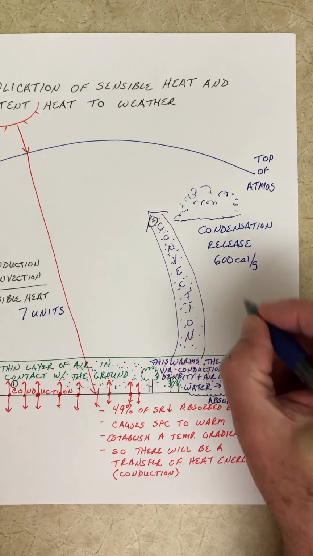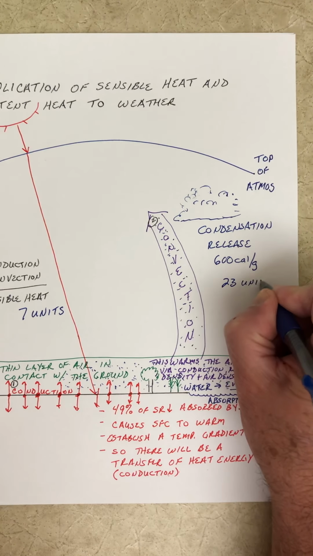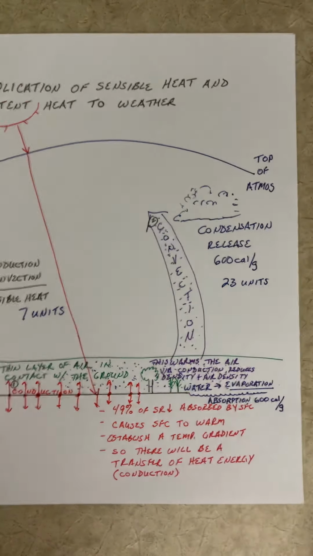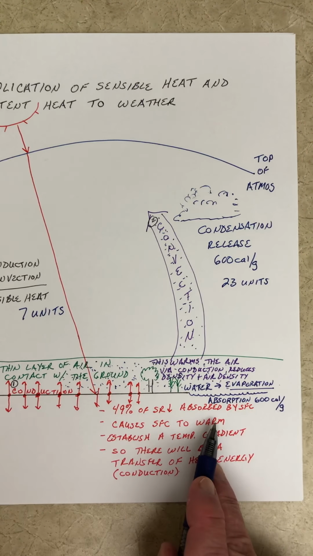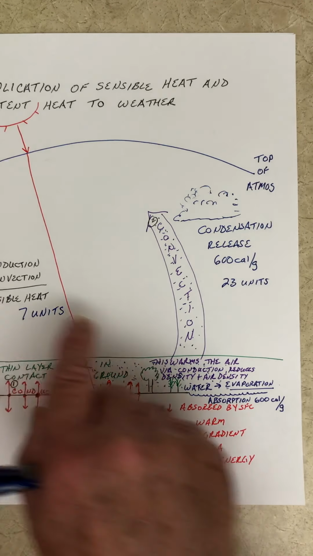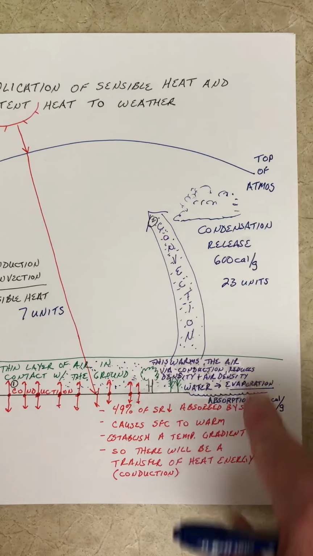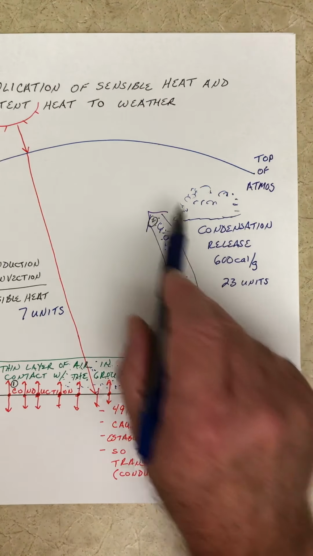Evaporation and condensation is going to release 23 units of heat energy. That's how the Earth atmosphere system transfers that surplus heat energy from the surface into the atmosphere through a combination of sensible heat and latent heat, evaporation and condensation being the latent heat. So again, this is really cool. On a global basis, this is how the Earth keeps its balance, and in the process, creates weather.